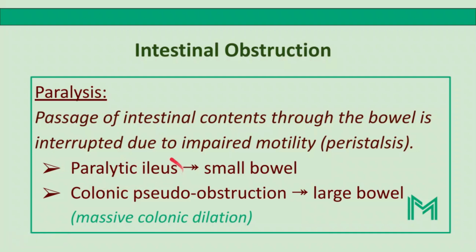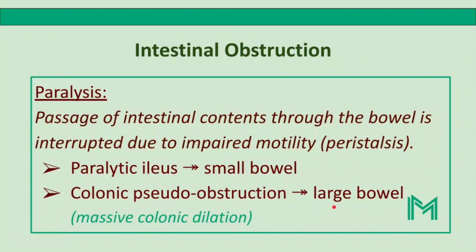Now, when it affects the small bowel, we call that paralytic ileus. And when it affects the large bowel, we call that a colonic pseudo-obstruction. And usually in colonic pseudo-obstruction, there is massive colonic dilation. So it's really massive. That is very characteristic for a colonic pseudo-obstruction.